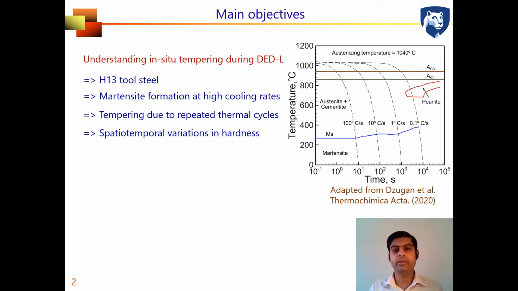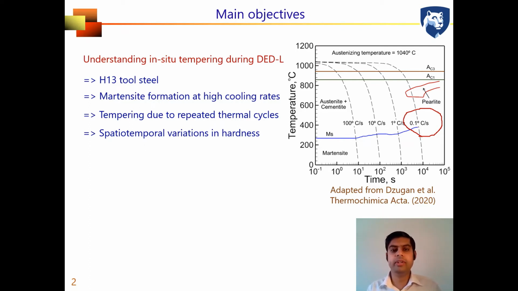And to do that, here we studied the H13 tool steel system. As you can see here, the critical cooling rate for martensite formation in this H13 tool steel is very low because it's a martensitic steel. And in additive manufacturing, you can see the cooling rates are very high, like 10 to the power 2, 10 to the power 3 Kelvin per second, in that order of magnitude. So at such high cooling rates, martensite forms in H13 tool steel system.